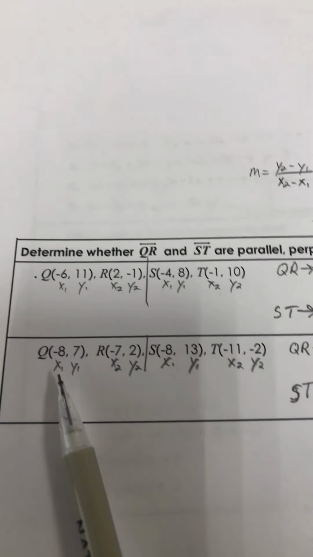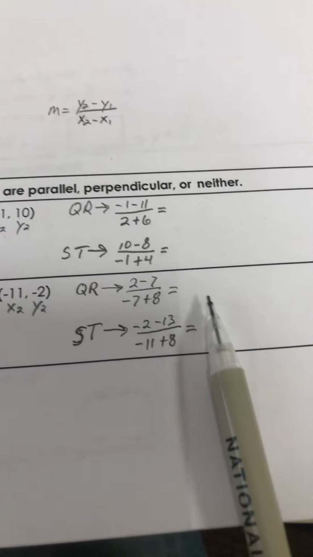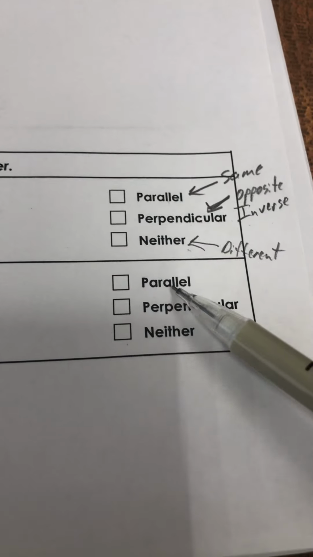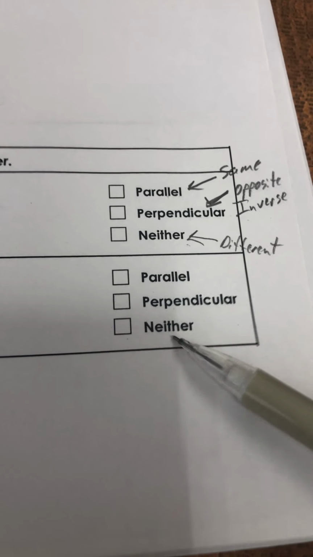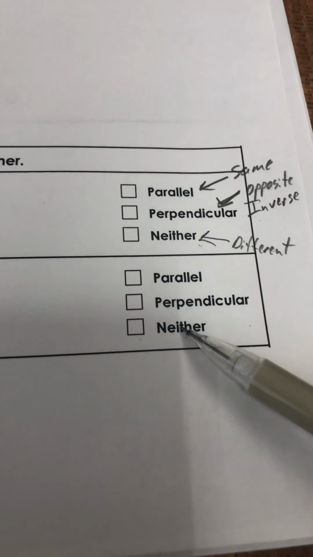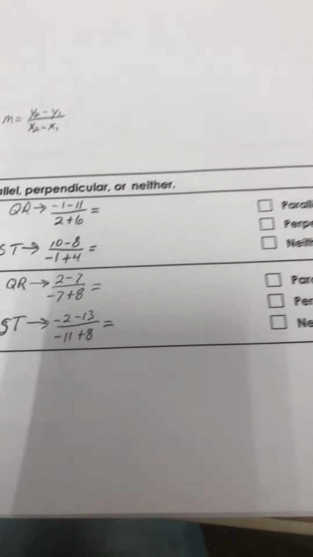Okay, I set up this one for you too, as you can see, and you can just take a look at those problems, work them out for QR and ST, and then if they're the same, perpendicular, or neither. The same, parallel. If they're opposite inverse, then they're perpendicular, or if they're different, then neither.